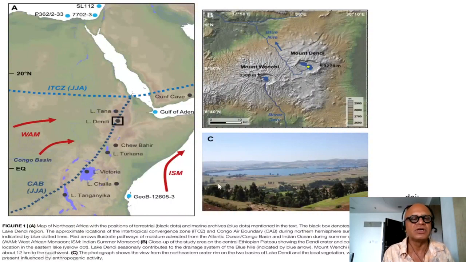Okay, so this shows the East African monsoon in this context. So there is the Indian summer monsoon, West African monsoon, and the ITCZ, and the other front here at the June, July, August time frame, which is very important. So this is the map of the Northeast Africa with the positions of terrestrial and marine archives mentioned in the text. The black box denotes Lake Dende region, approximate locations of the intertropical convergence zone, and the Congo air boundary during the northern hemisphere summer are shown.